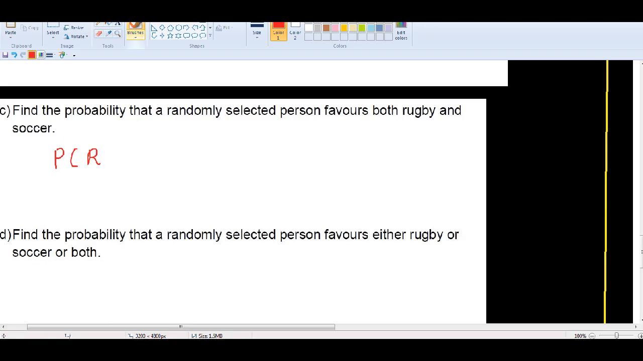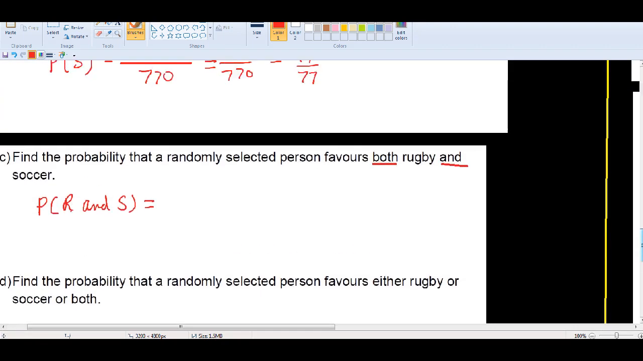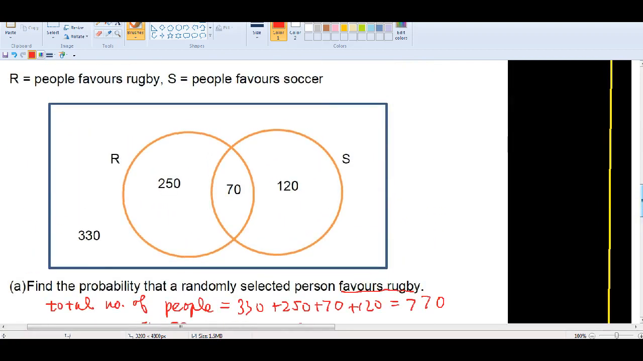Okay, sorry, I went too quick. Find the probability that a randomly selected person favors both rugby and soccer. So it's about the probability of R and S. How could we calculate this? Remember, when you see the event is using "and" to link up two separate events, we go back to our Venn diagram.